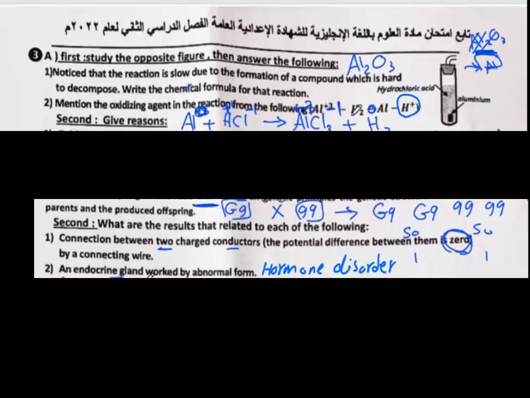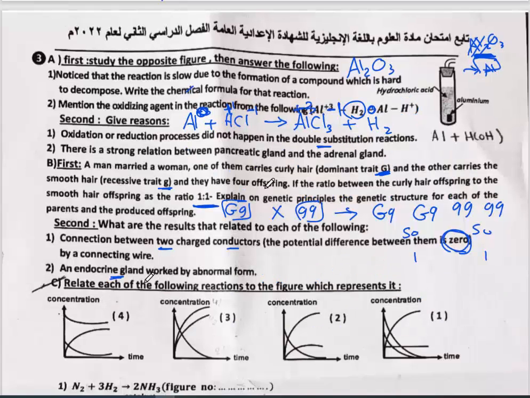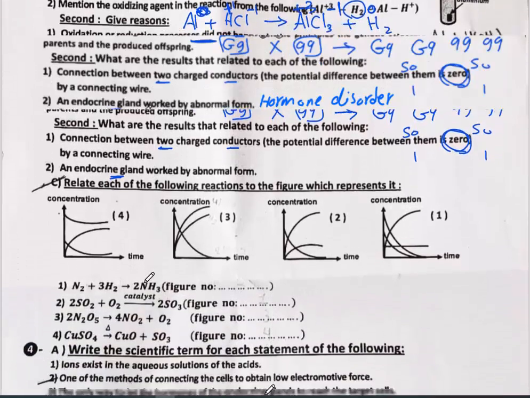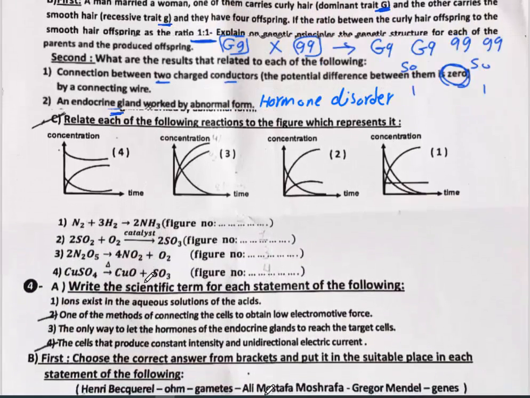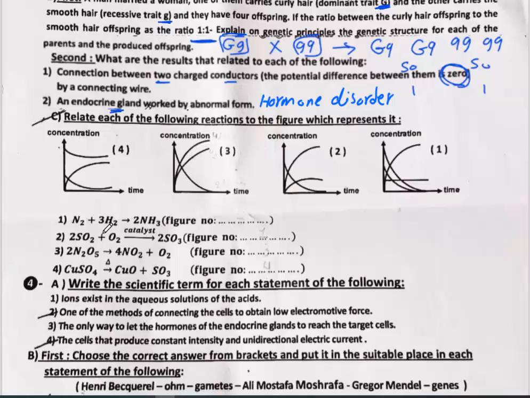Number C. Relate each of the following reactions to the figure which represents it. First, before I say anything, I have to remind you of something. In any graph like this between concentration and time, the line that starts from the beginning, from high concentration like this, is the line of the reactant. And the lines that start from zero like this are for the product.